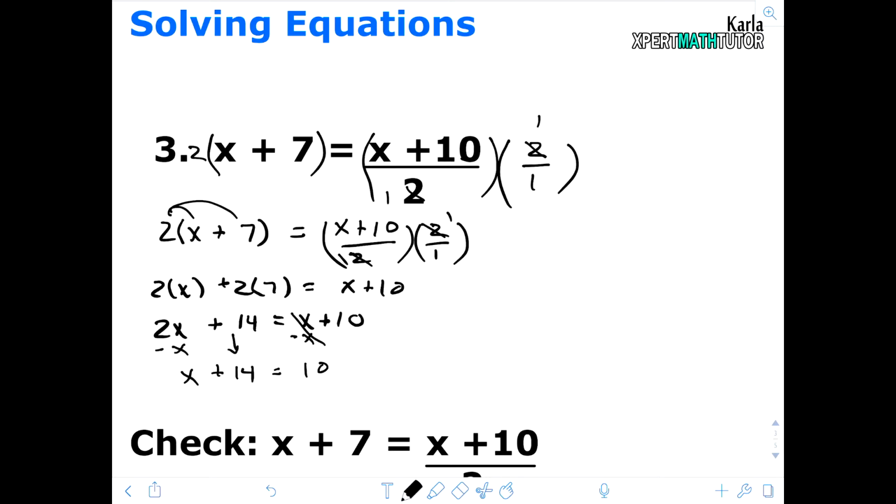So 14 is being added to the x. If I subtract it from both sides, I will get x. Positive 14 minus 14 cancels. 10 minus 14 is negative 4.